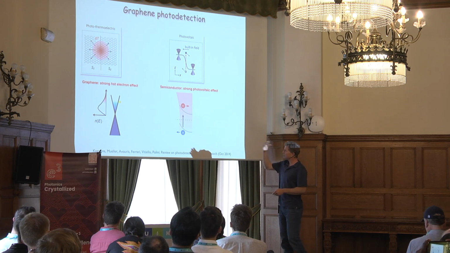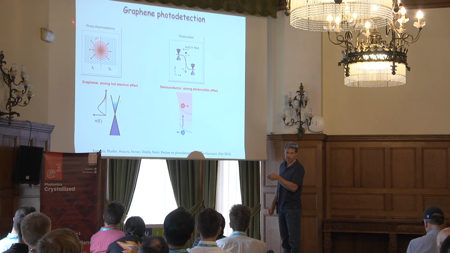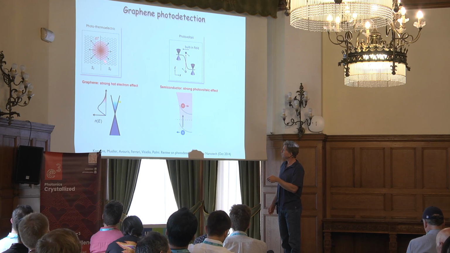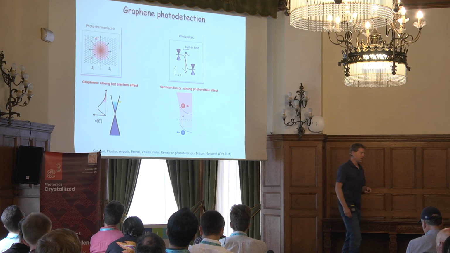Now, this electronic heat can generate a voltage through the photothermoelectric effect, which is basically also called a Seebeck effect. And that happens when I have a difference in Seebeck coefficient. And let me explain that.